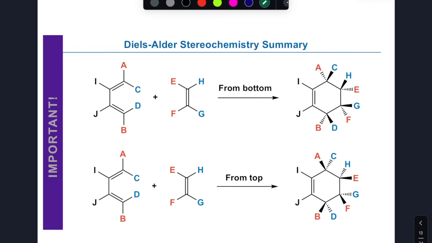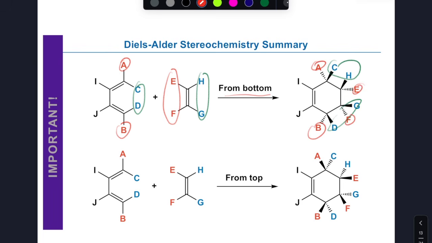One more thing I want to show just to help you out too. If you're just trying to look at the relative things, which ones end up on the same face relative to each other, these two interior groups and these two exo groups end up being all syn relative to each other. Likewise, these outside groups and these two groups end up being syn relative to each other. And from the bottom, the red ones are going to be dash, blue ones are going to be wedge.